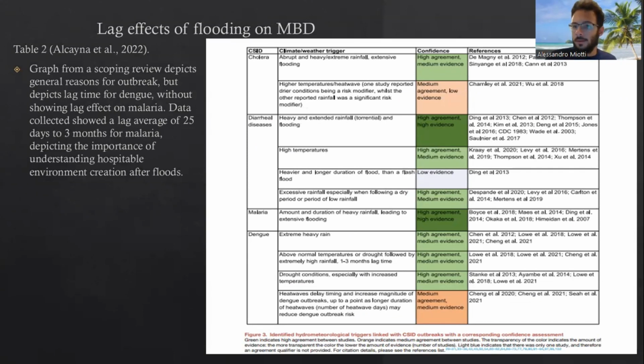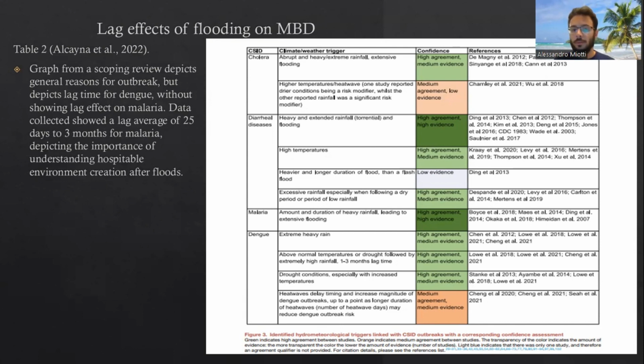So this is an overview. This is a scoping review of everything vector-borne. So vector-borne illnesses, including malaria, dengue, cholera. And what this graph is showing is that there is a high agreement, or high evidence, that they see a lag time of 1 to 3 months in dengue when there's extreme rainfall or flooding. And there's a bunch of papers that they studied, and they found that this lag time is actually a huge range, 1 to 3 months.